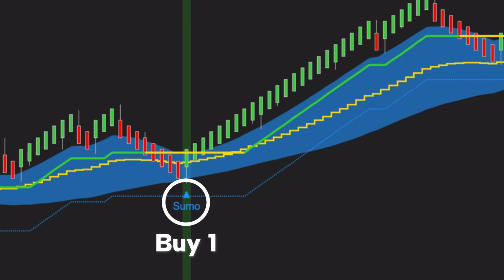Scenario 1. We enter a buy trade immediately when a buy signal appears from Sumo pullback, as long as the overall trend is already confirmed by Solar Wave RK.